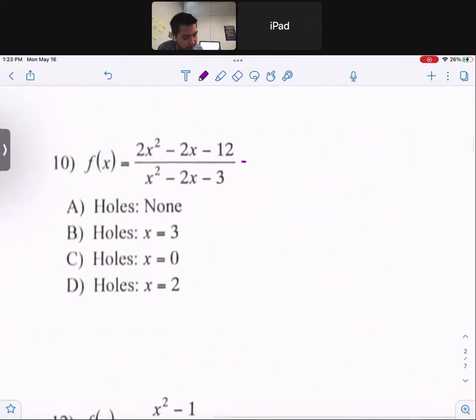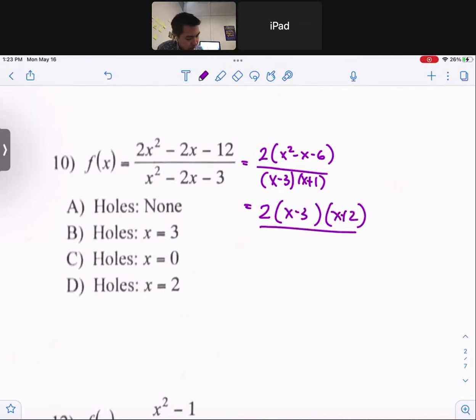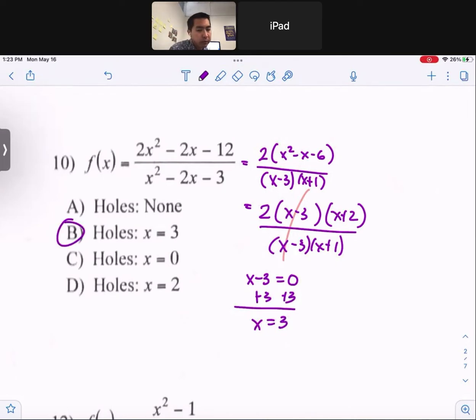Number 10. We have to factor, so I'm going to factor out a 2 first from the top, and factor the bottom using the x method: x minus 3 times x plus 1. We can still factor the top using the x method, which gives x minus 3 and x plus 2. So we can cancel something from top and bottom, which is x minus 3. And remember, to find your hole, you set what we canceled, x minus 3, equal to 0. Solving for x, the hole is at x equals 3.